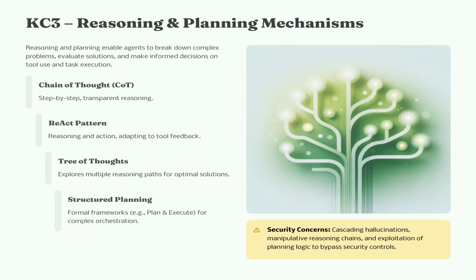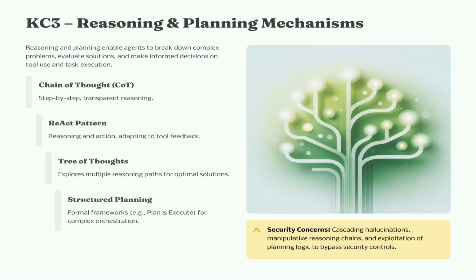Building on our previous discussion about the orchestration layer, we now turn our attention to reasoning and planning mechanisms, which play a crucial role in how agents tackle complex problems. These mechanisms empower agents to decompose intricate tasks, evaluate various solutions, and ultimately make informed decisions regarding tool usage and task execution. One effective approach is the chain of thought, which encourages step-by-step reasoning, allowing for clarity and transparency throughout the decision-making process. The ReAct pattern illustrates how agents can adapt their actions based on feedback from tools, fostering a dynamic interaction with their environment.